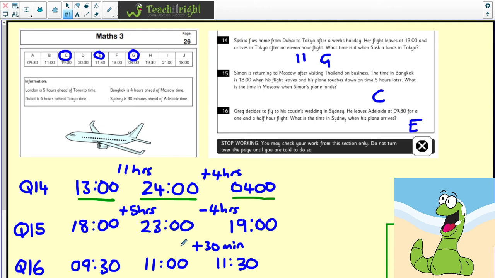And you can see again the jottings for 15 and 16. So the answer is C for 15. And for 16, we've got E. And it is all about trying to use that information that you're given there as carefully as you can to answer those questions.